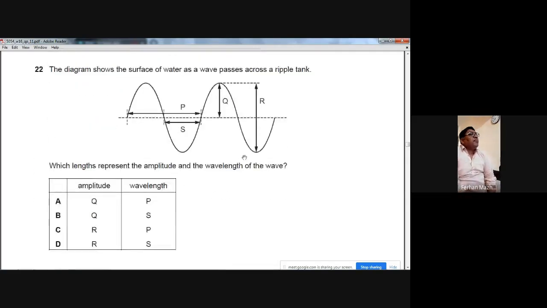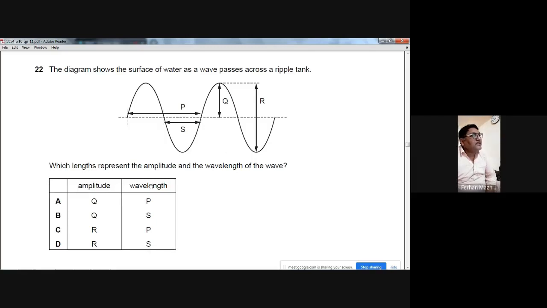Question number 22. The diagram shows the surface of water as a wave passes across a ripple tank. This is a diagram of a wave. Which length represents the amplitude and the wavelength? Amplitude is the maximum height from the mean position, the height for the crest or the maximum depth for the trough. So from the mean position, what is the maximum height of this wave? That is known as its amplitude. Here the amplitude should be Q.